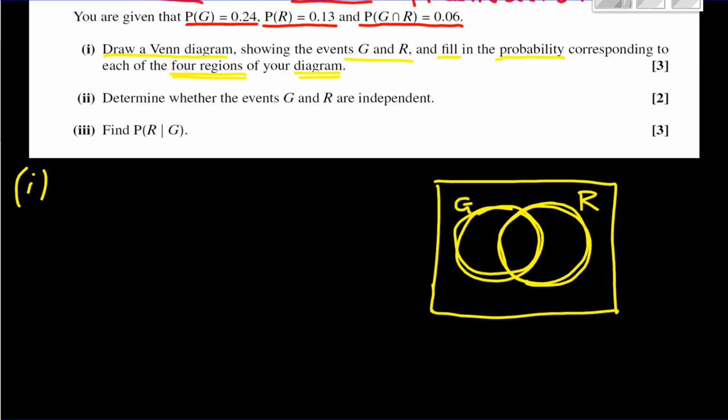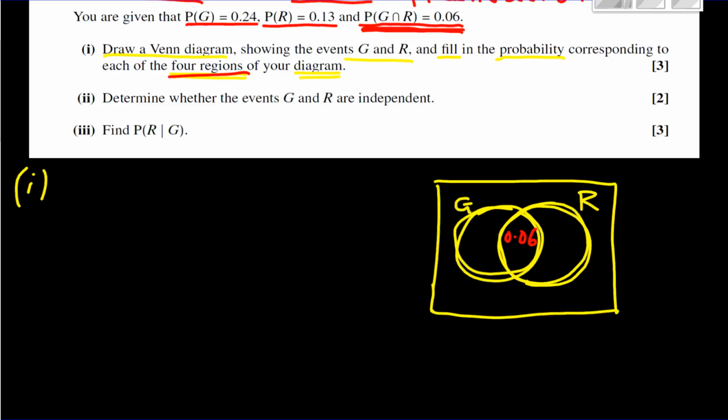So what information have they given us here? The first piece of information, the third and most useful one against these 4 regions, is that the probability that you are going to the gym and running is 0.06. So we know that that is the intersection area. There's our 0.06, because that's a subset of people who go to the gym and go running, the intersection of the 2 circles.